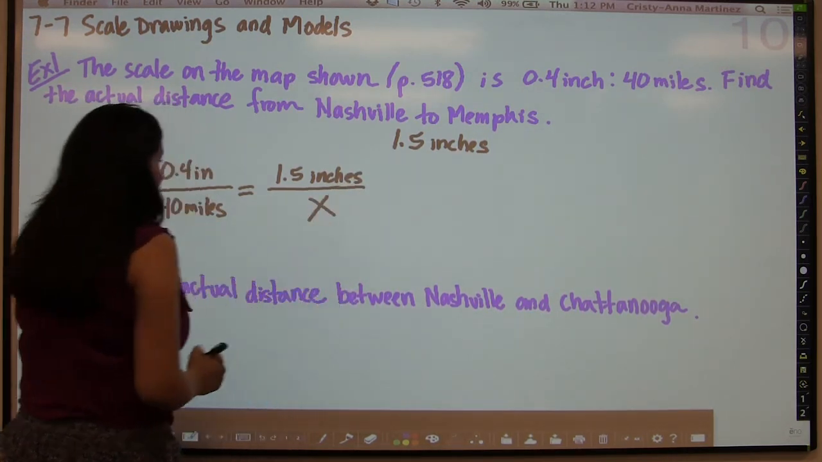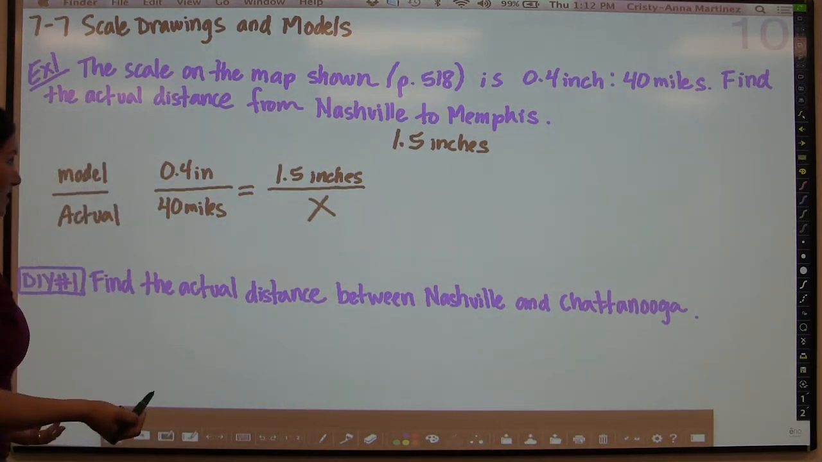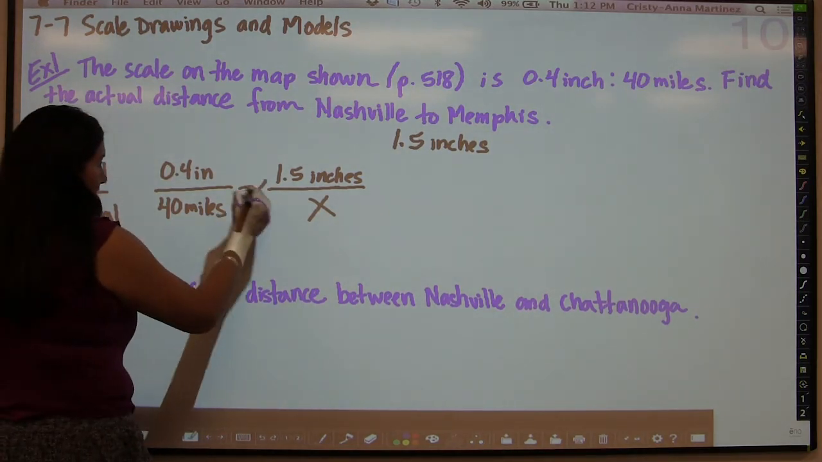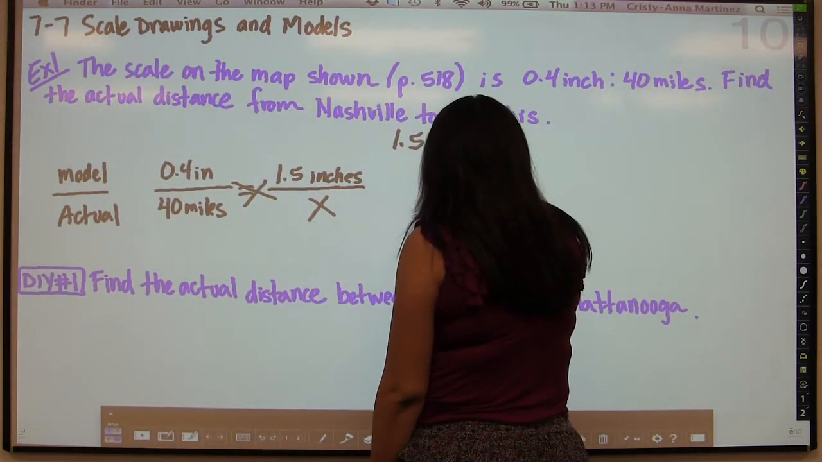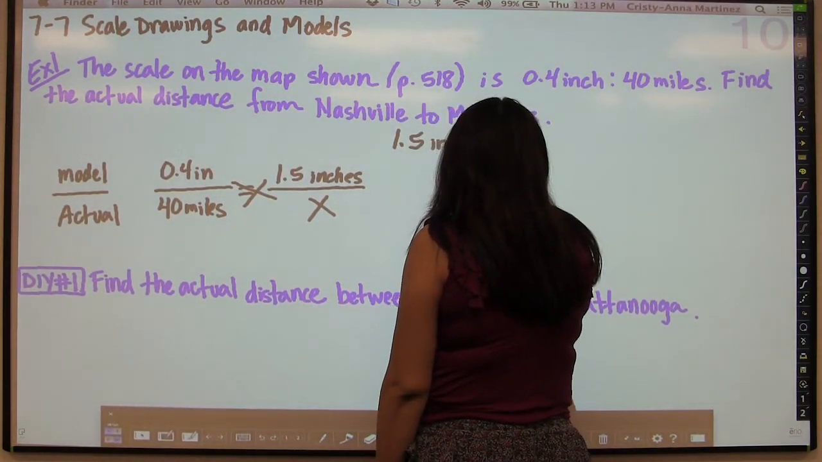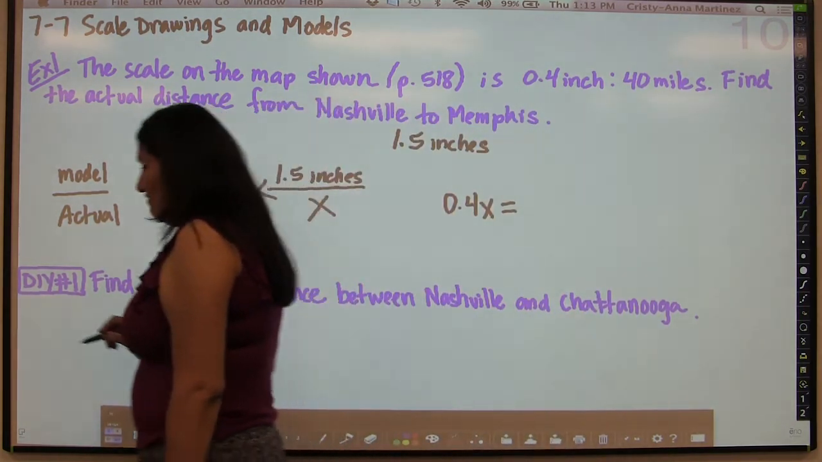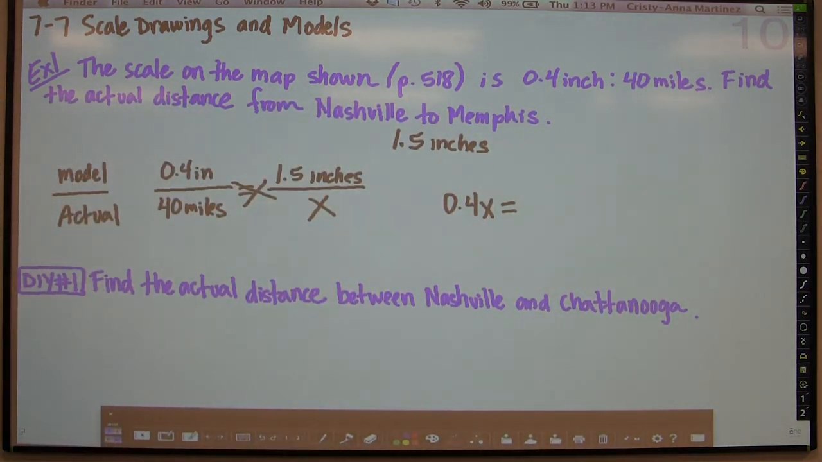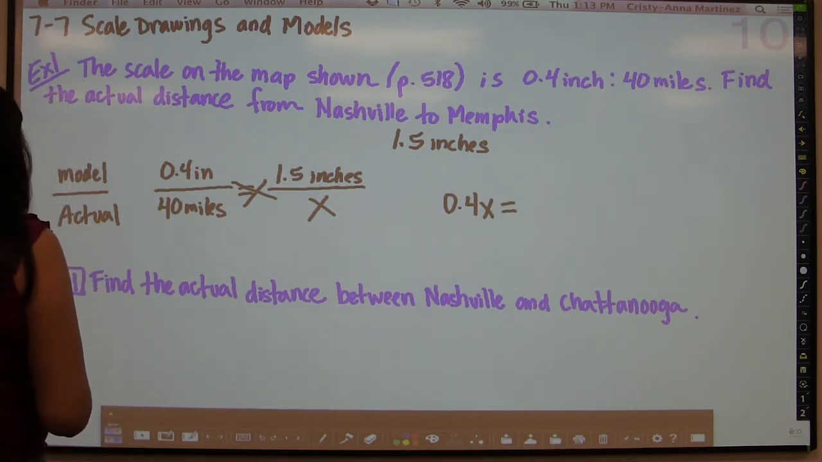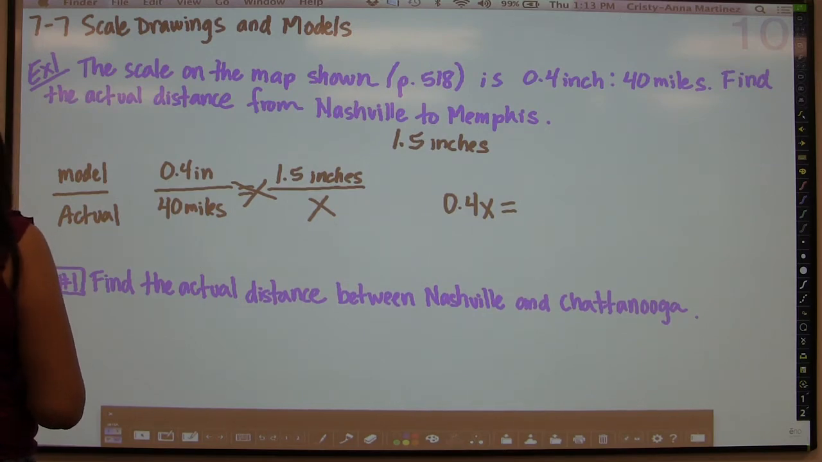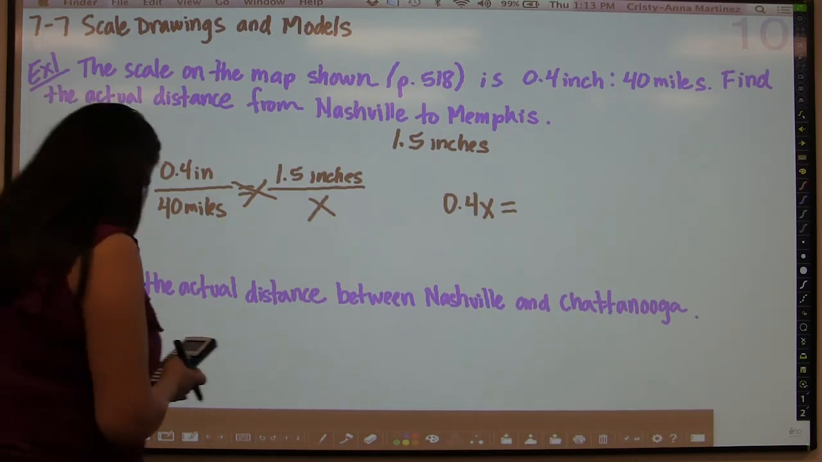We don't know what that is, so we're going to call that x, and that's basically all you have to do. We're going to set this up, and now we're just going to solve. So we're going to get 0.4x is equal to 1.5 times 40, and we're going to use a trusty little calculadora to make sure that we get that correct. It's not really that hard to do. It's probably going to be 60, but let's just confirm that.